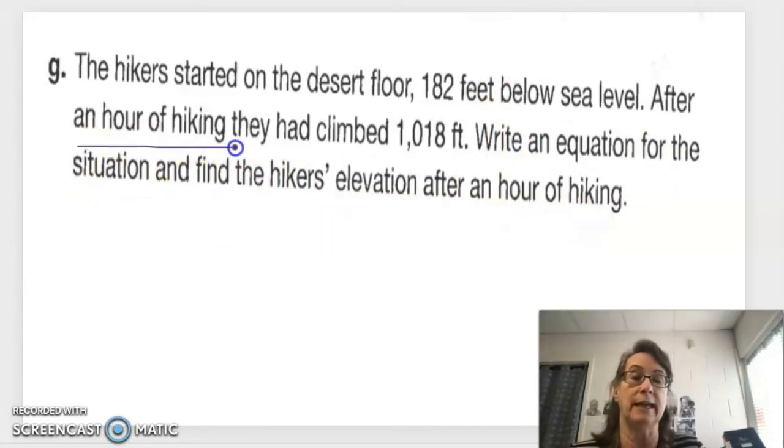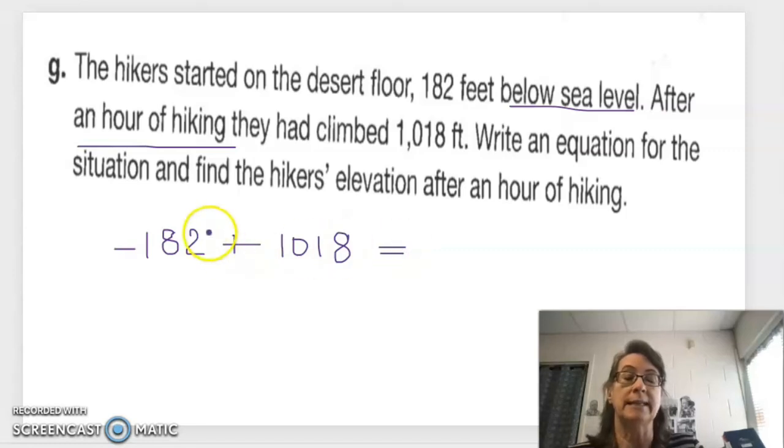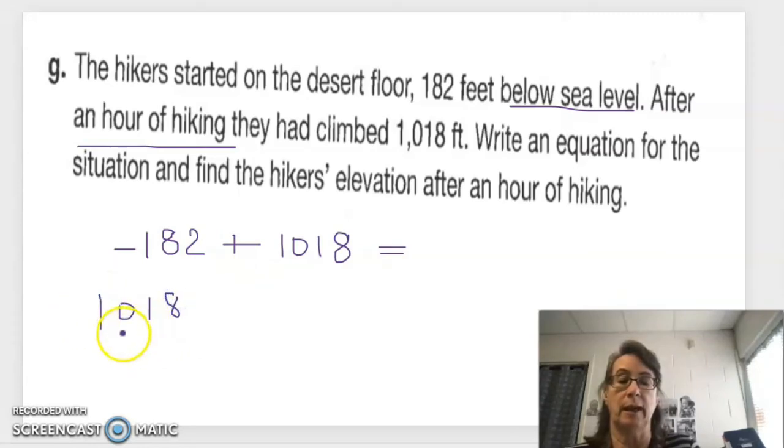So after an hour of hiking, they had climbed. So negative 182 plus, because that's below sea level, we'll start with negative 182. We're adding 1,018 feet. Okay, they had climbed that much, so that would be going in a positive direction. And let's see where they are. Since they're 2 opposite signs, we're going to subtract 1,018 take away 182.